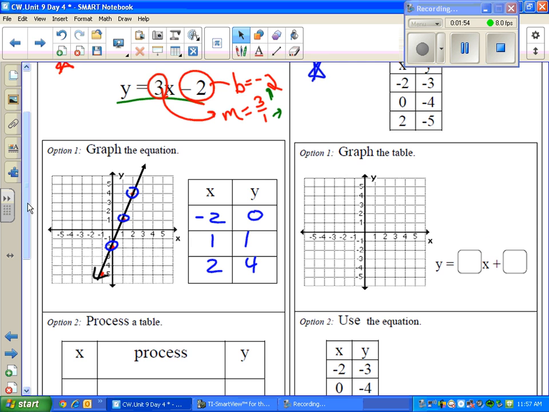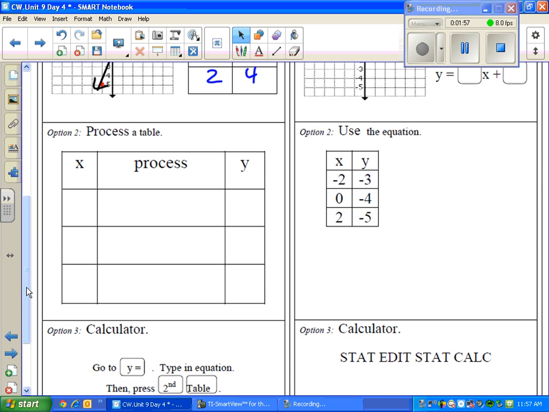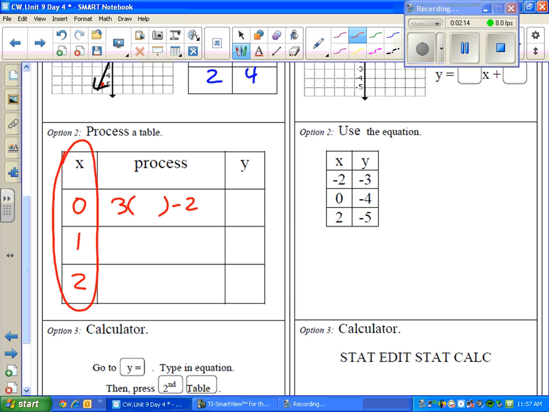Let's discuss the second way. The second way would be to process a table. In other words, forego the picture and just generate the table by using your equation. And so you're going to start over here on the left side in your x column, and you're basically going to just make up three values of your domain. I would recommend just 0, 1, and 2. And then you're going to place those values into your equation. So wherever there's an x in the equation, you'll replace it with those values. The results that you get from those will be your values for y.